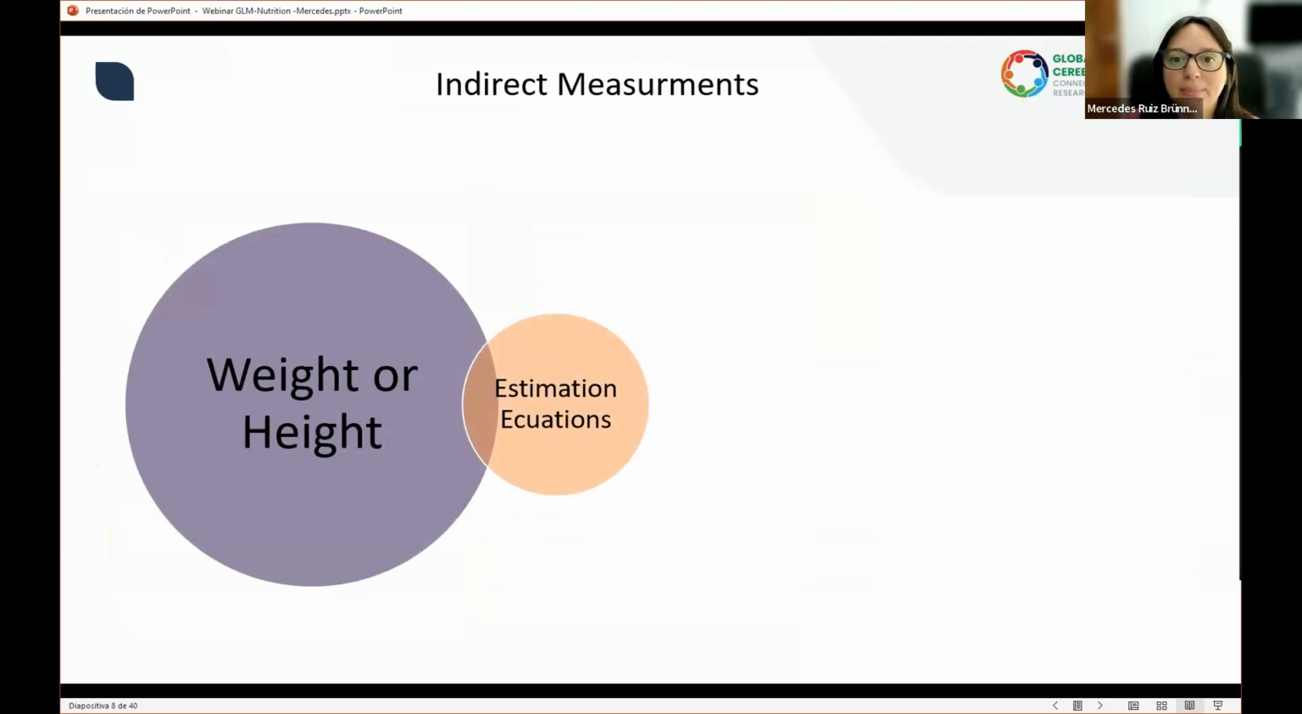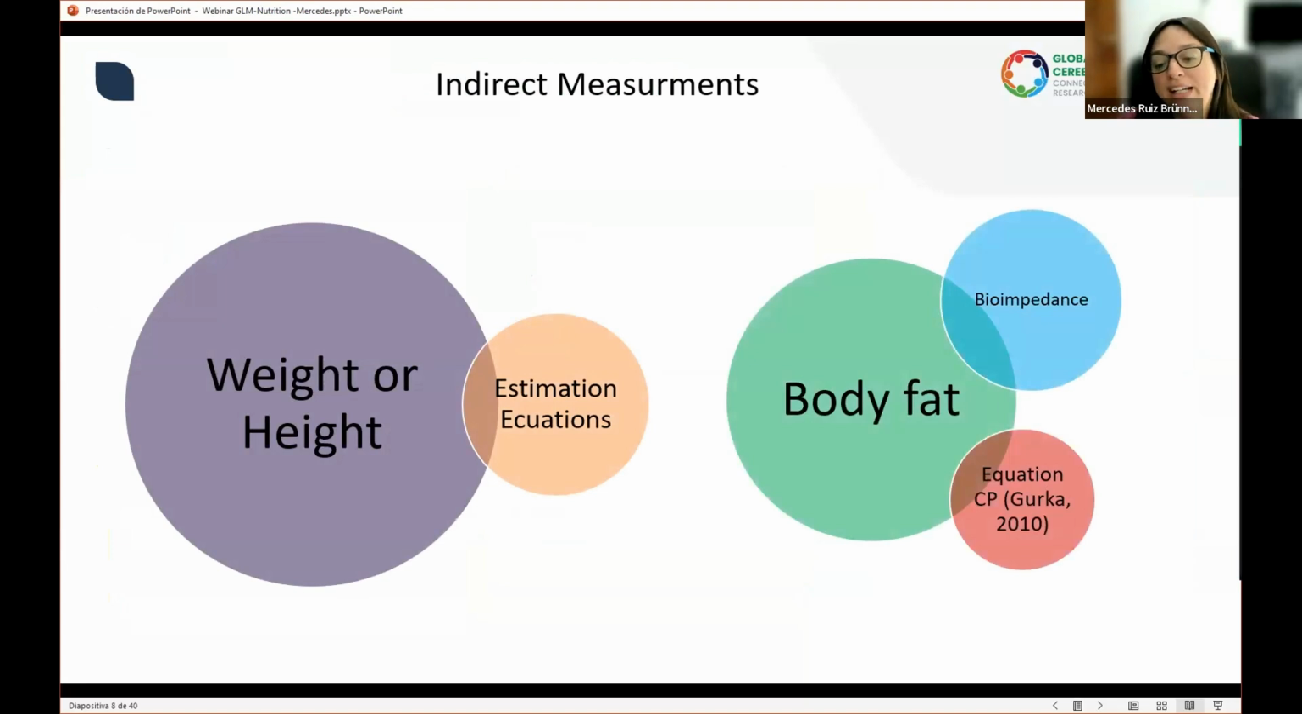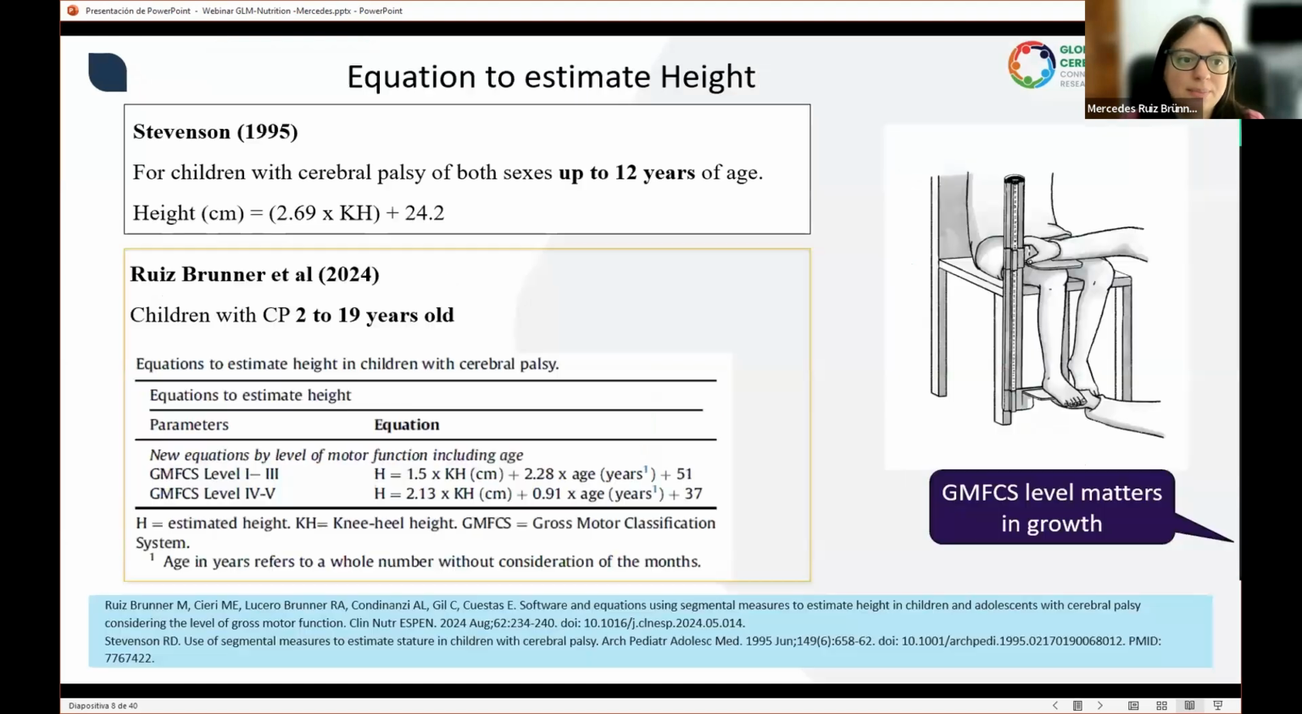Indirect measurements are, for example, for weight or height, the estimation equations that we are going to talk a bit more about in the presentation, and also body fat, that usually we obtain from indirect measurements like bioimpedance or even equations that are really good and easy to obtain. But we also need to use them with caution. The thing is to know that they can have not the exact value, and we should always write it down when we do these indirect measurements.